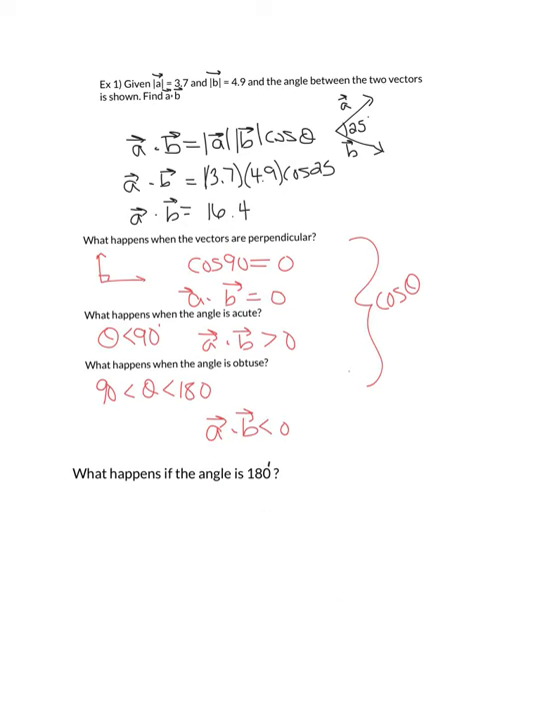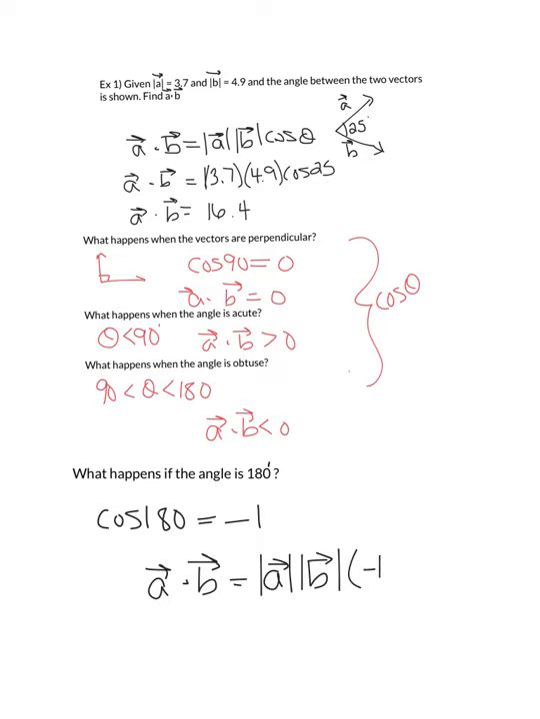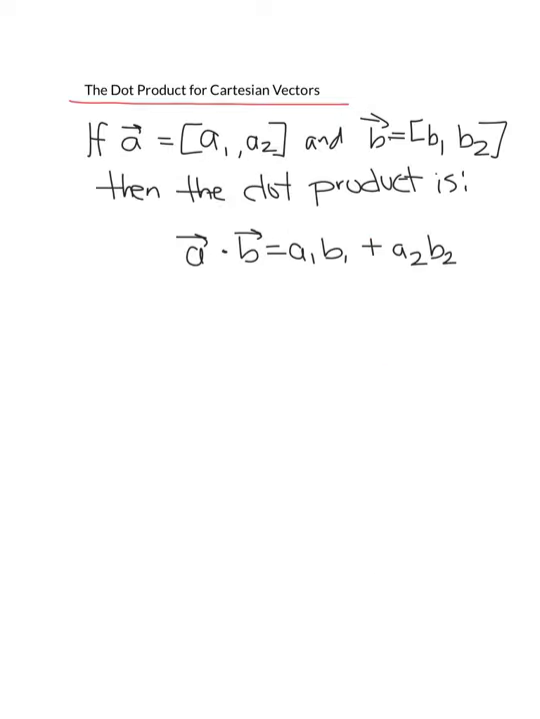I had to make them a little bit smaller so I could fit in this last one, but what happens if the angle is 180 degrees? So we know that cos of 180 degrees is -1. So this one's a little bit different. A dot B is going to be the magnitude of A times the magnitude of B times -1.